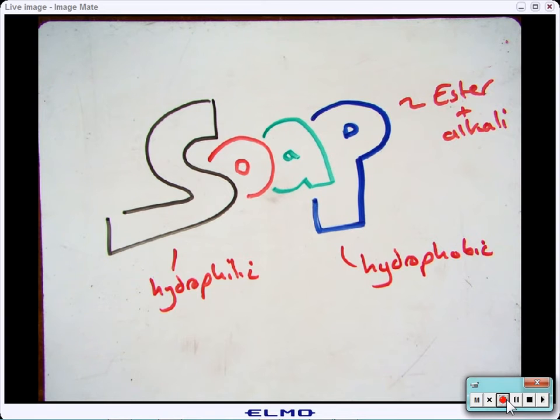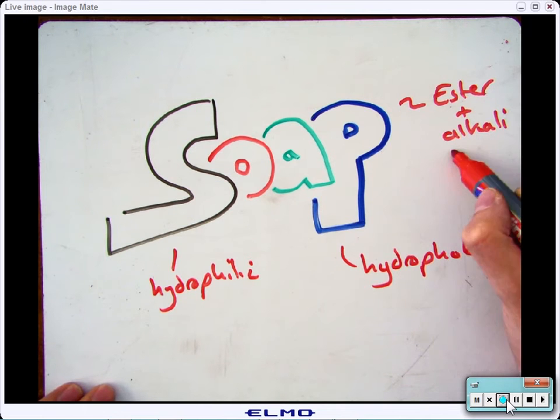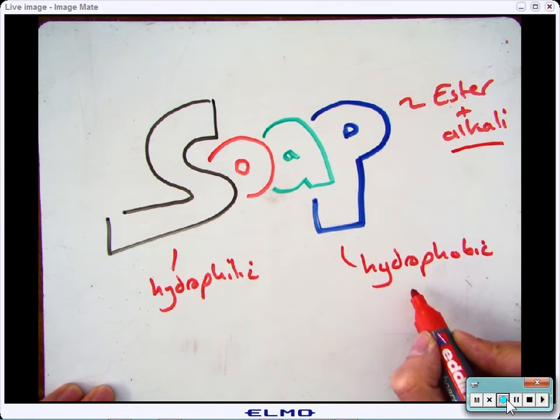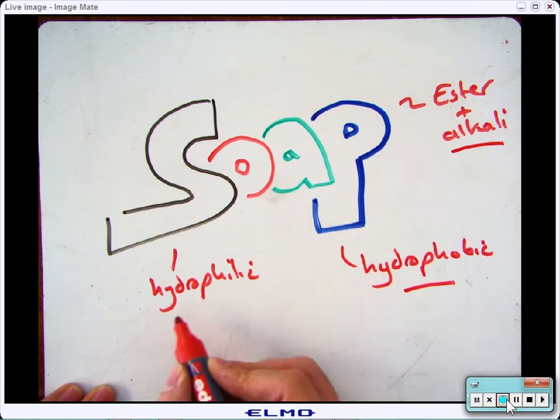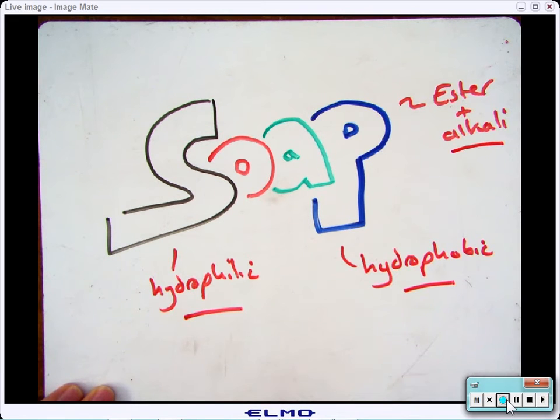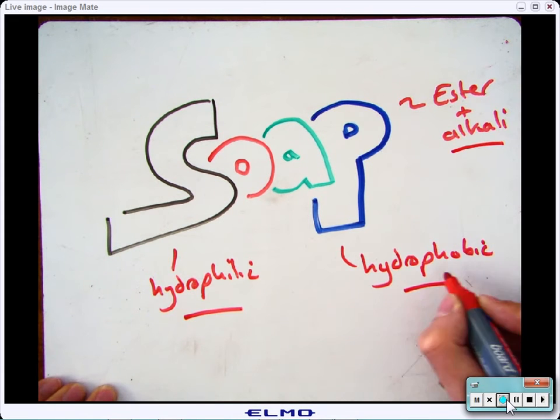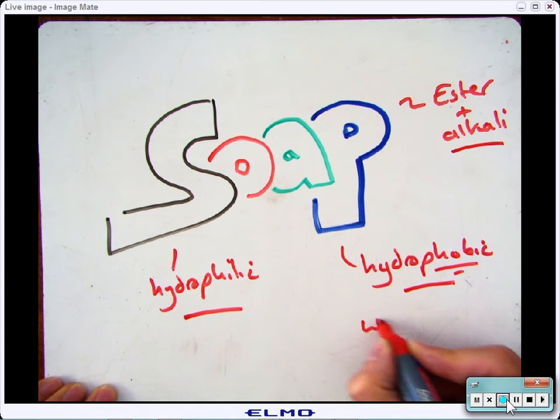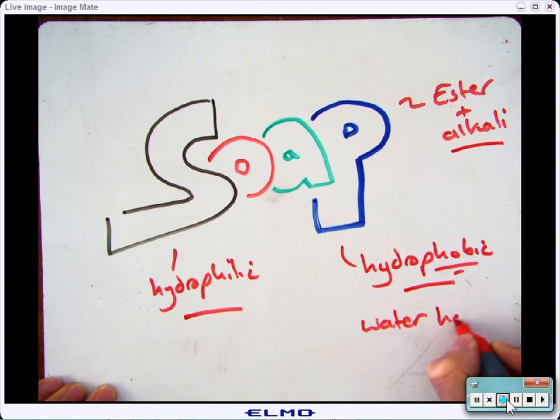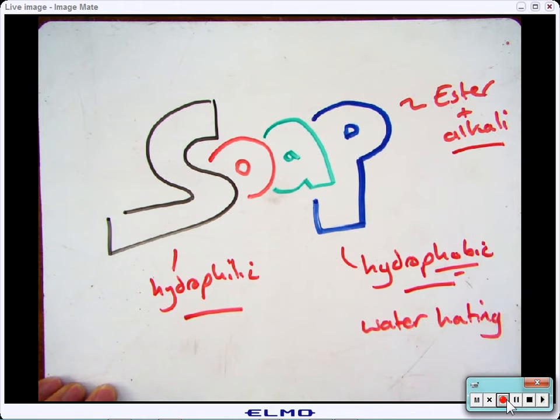There are three key things you need to know from this. A soap is made by taking an ester, which we had a look at in the previous video, and reacting it with an alkali. Any soap has two parts to it, a hydrophobic and a hydrophilic end. Hydrophobic, as you can probably get from the phobic bit, is water hating, so it tries to get away from the water, and hydrophilic, water loving. It's really important you know those two words and what they mean for the exam.